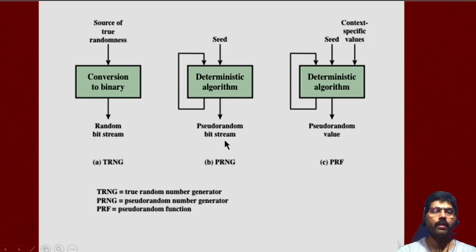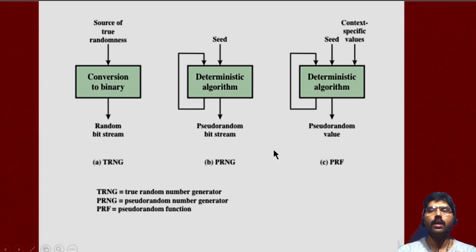Next part is the true random number generator as well as the pseudo random number generator. In most cases, cryptographic applications typically make use of algorithmic techniques for random number generation. The numbers which are generated are called pseudo random numbers.